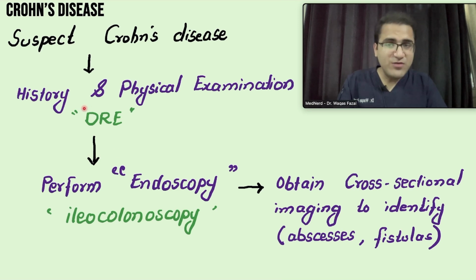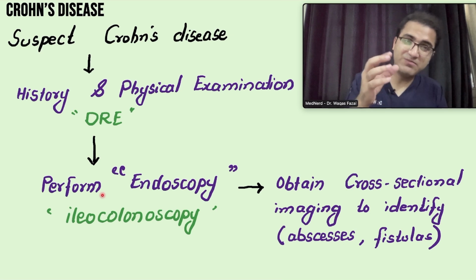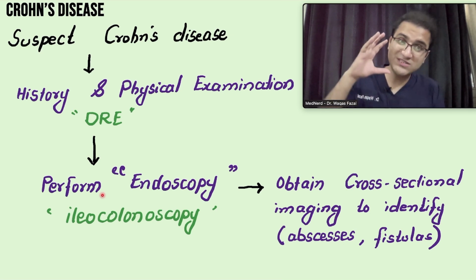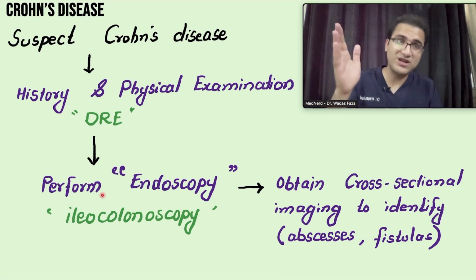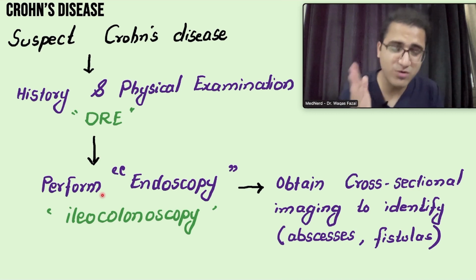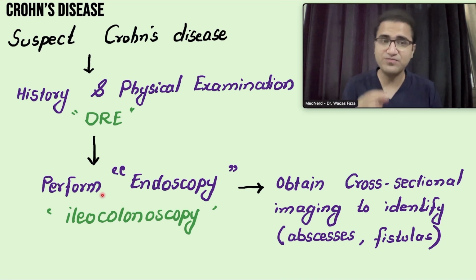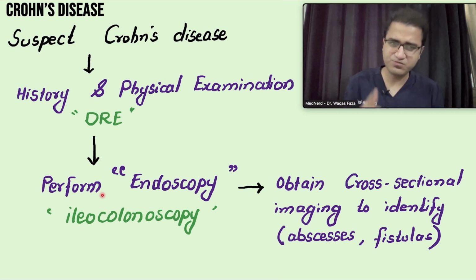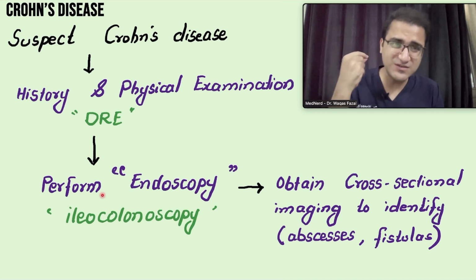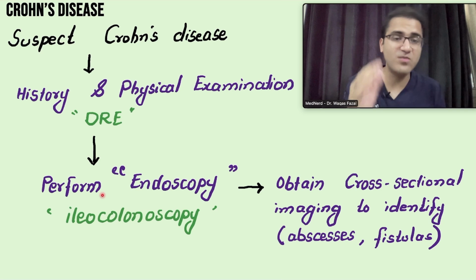Now, when you have taken the history and physical examination, usually endoscopy in 80% of the cases would give you the diagnosis. Now, it's very important that if the patient is presenting to you with any fistula, or you are suspecting that the patient has now progressed to the formation of fistulas, you want to find out where these abscesses and fistulas are present, and for that it's very important that you perform cross-sectional imaging.